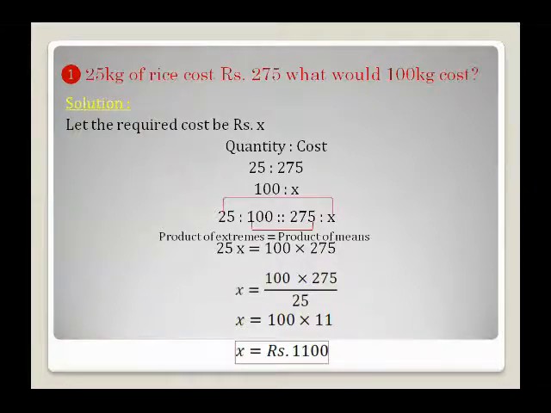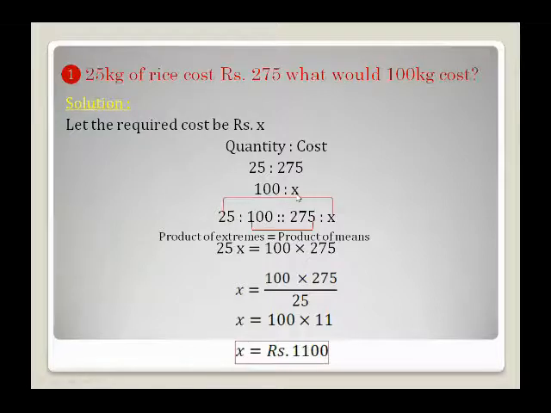Now students, the question number 1 is 25 kg of rice cost rupees 275. What would 100 kg cost? Now here we start our solution. Let the required cost be x. Okay, now the quantity to the ratio cost. Here we find the cost, which we let be x. Now the quantity of rice, which is 25 kg, and the cost of that rice is 275 rupees. Now we find the cost of 100 kg rice, so here we write the 100 and to the ratio x.